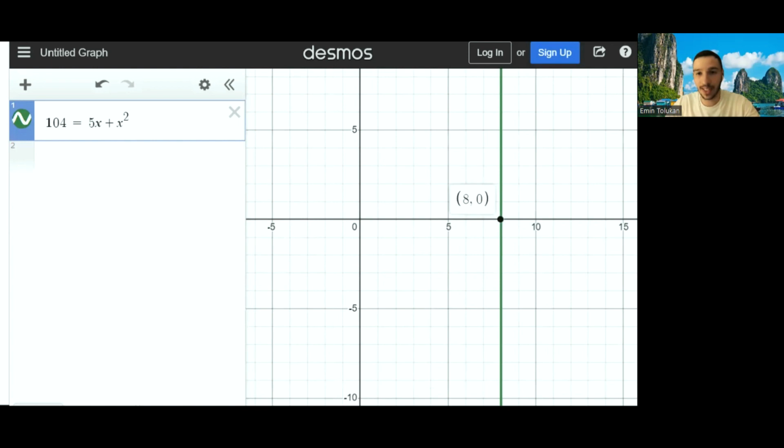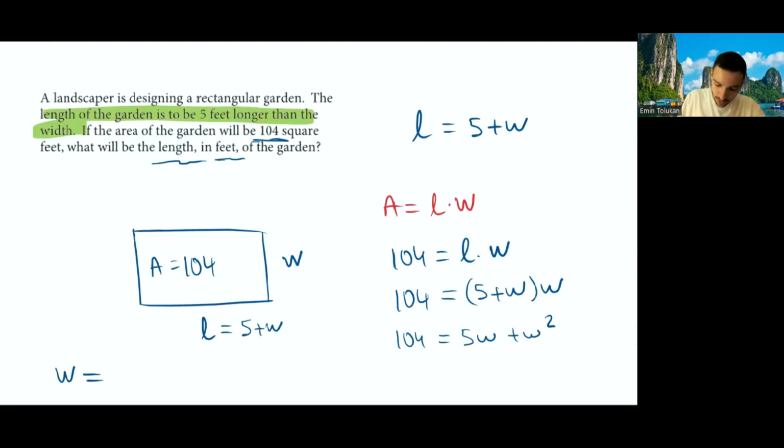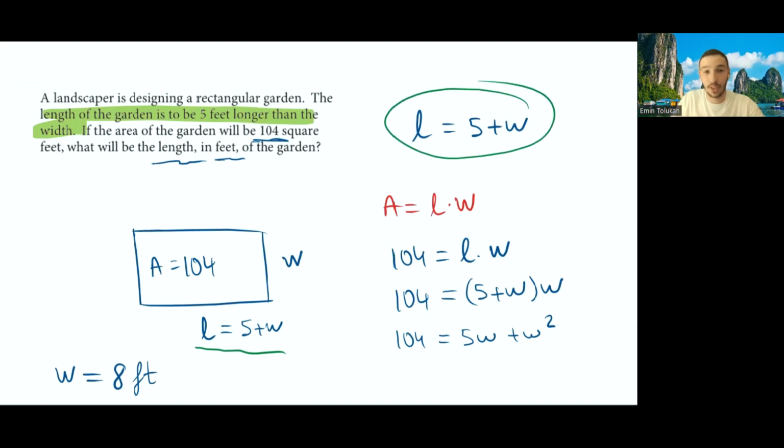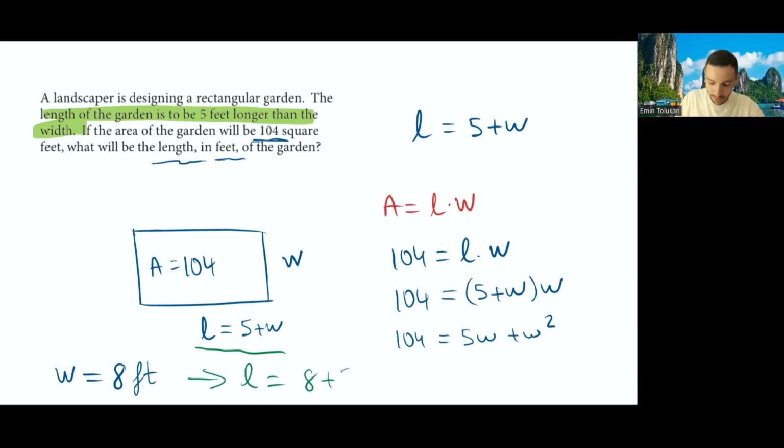Width is equal to 8. 8 feet, because everything is in feet. And we already know how to find length. Length is just 5 feet longer than the width, as given by the equation that we have converted here, underlined with the green color. So length is equal to 8 plus 5, which is just 13. So 13 feet is our answer.